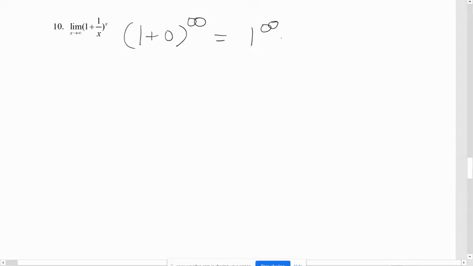So 1 to the infinity is an indeterminate form. I know it seems like it should be 1, and it might be, but we'll see at the end of this problem if, in this case, 1 to the infinity is actually 1.